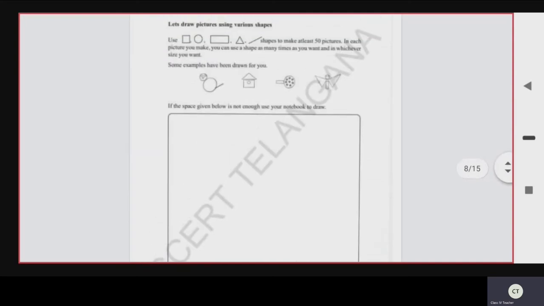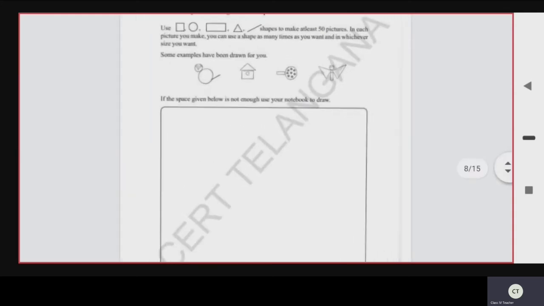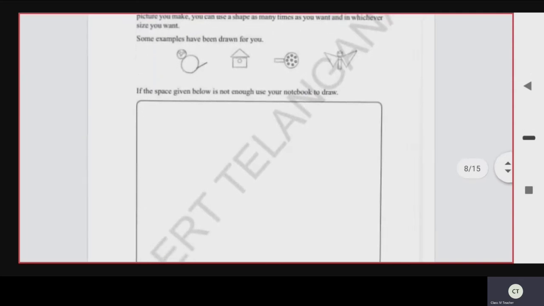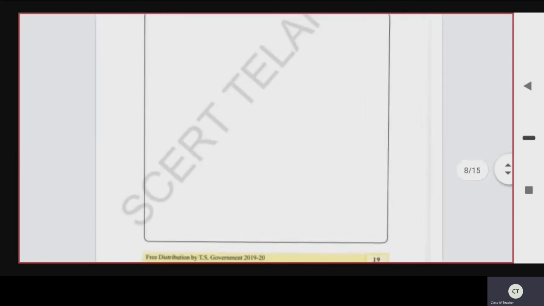Now page number 19, children. Using square, circle, rectangle, triangle shapes, make at least 50 pictures. So no need to do this. If you want, you can. There are some examples you can draw. Previously I have given you the extra examples. Those are enough for you to go on with it.